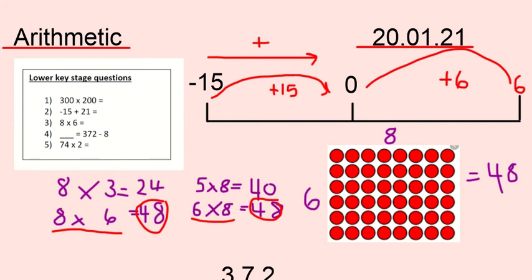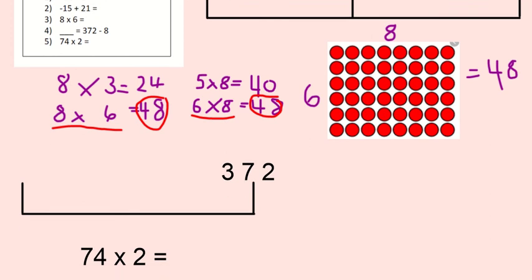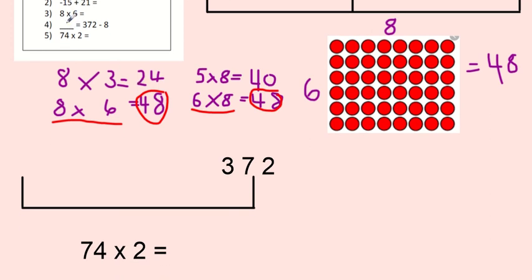Okay, let's have a look at question number 4 then. We've got something equals 372 subtract 8. Now we know the equals sign means the same as. So this side has to equal the same as this side of our calculation. So let's start by working out this side.